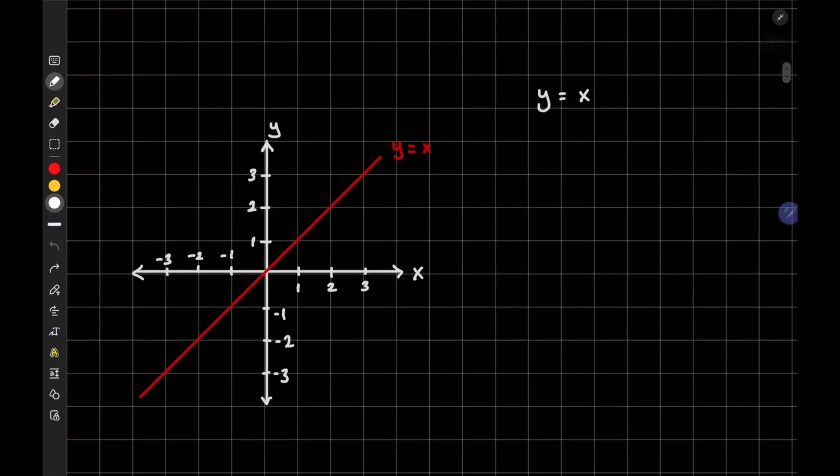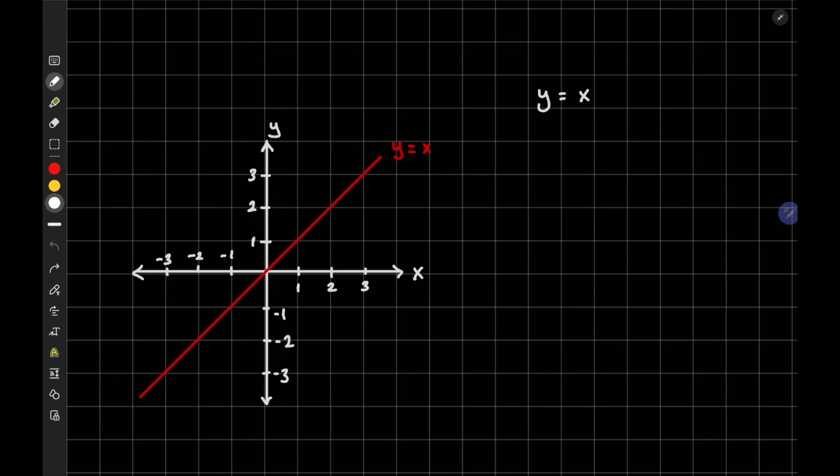In this video I'm going to try to explain what slope is. Slope is basically the change in y value over the change in x value. What does that mean? It means how much y changes when we change x. That gives us the slope.